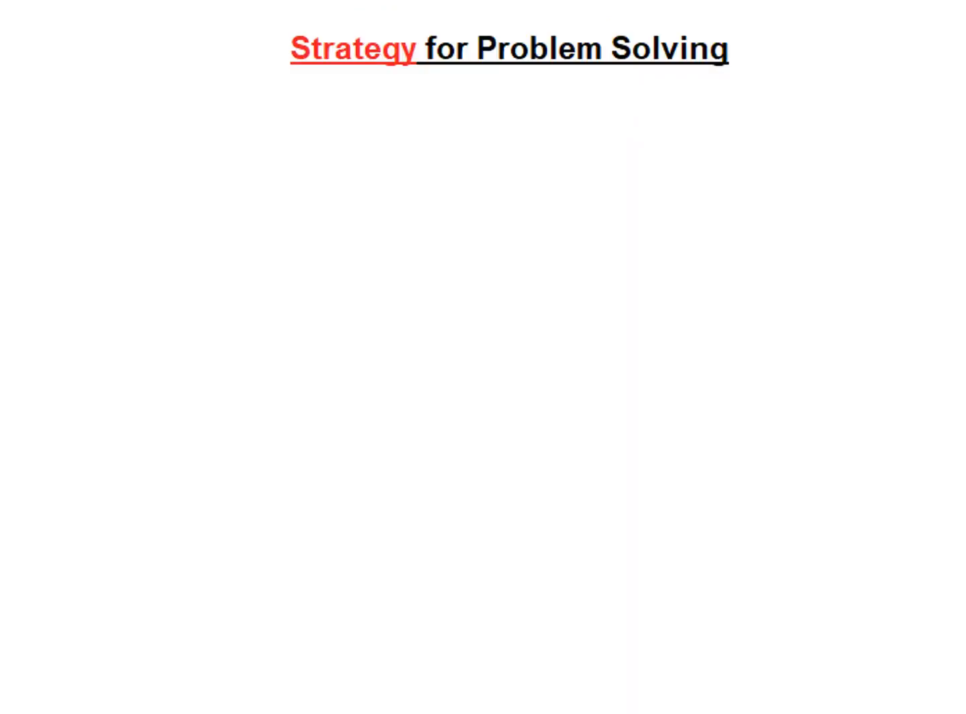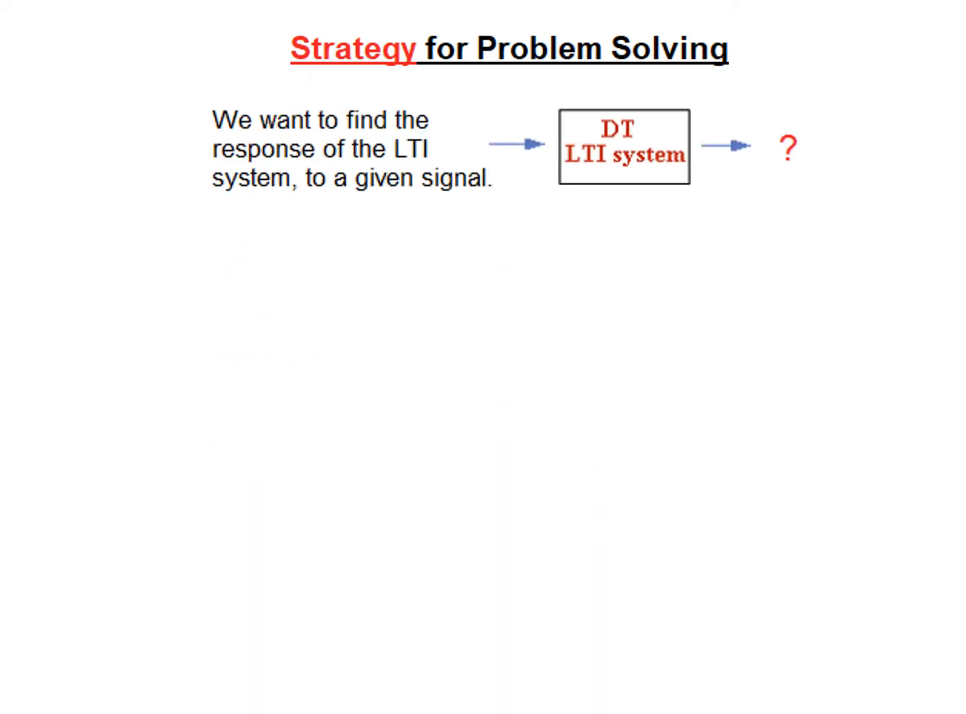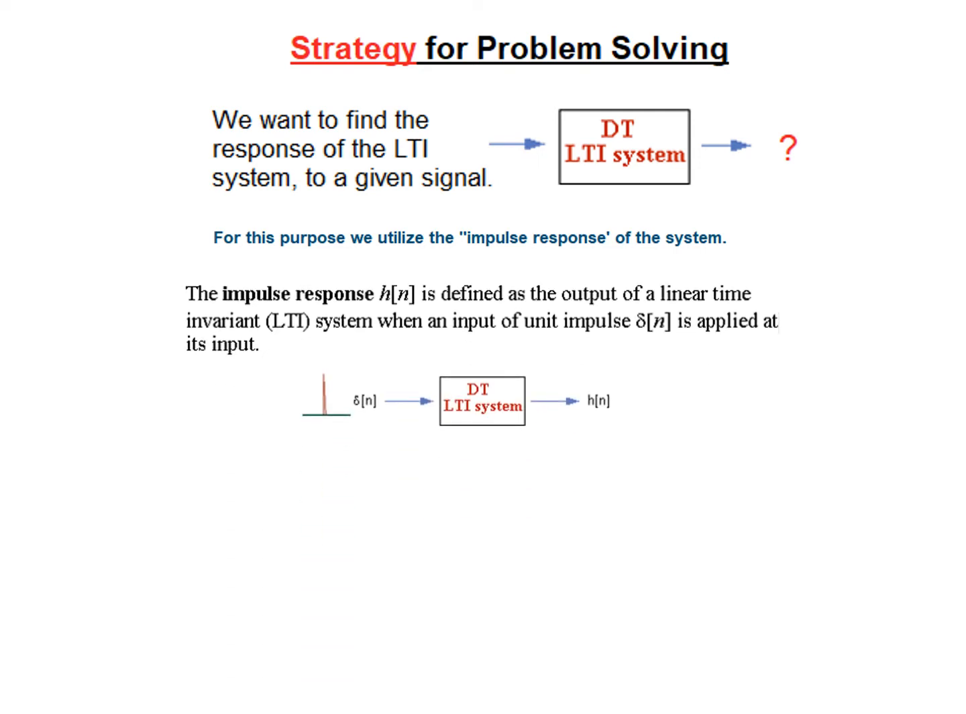Now, what is the strategy of solving the problems? If we have an LTI system, we want to find the response of the system to a variety of signals. We apply the signal and we want to know its response. So the first step is to find the impulse response. We apply an impulse to the system and we find its response, h(n). And let's say the response is something like this.